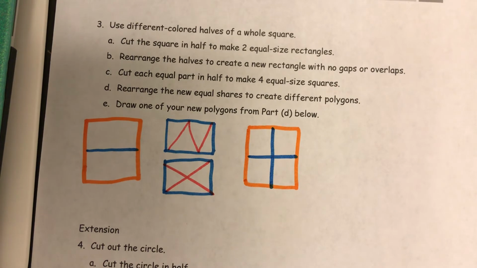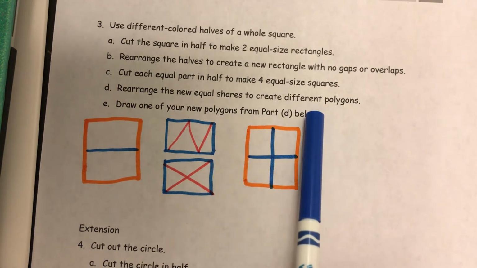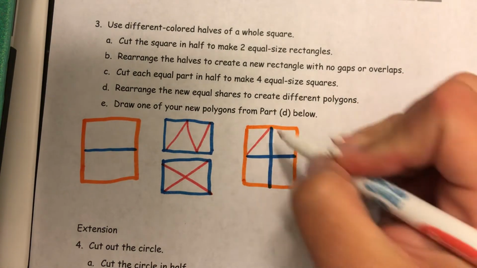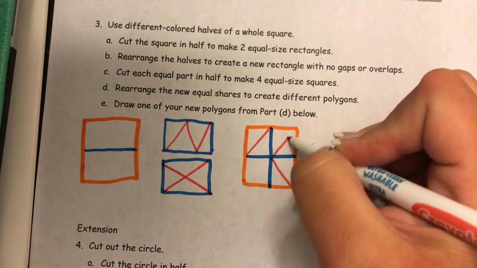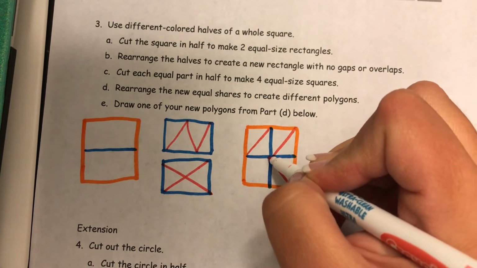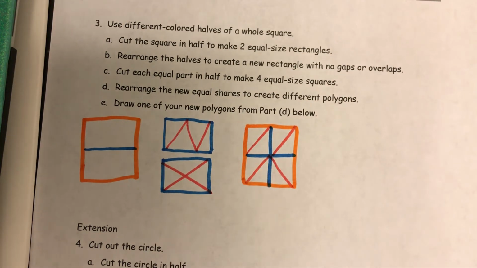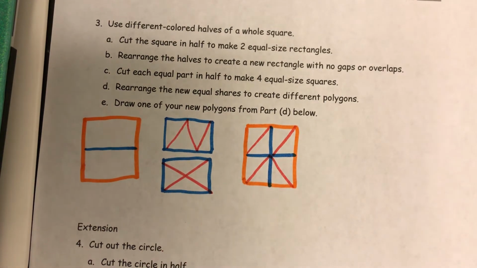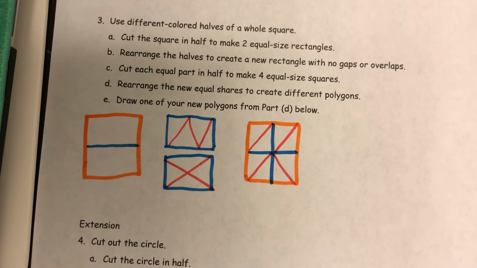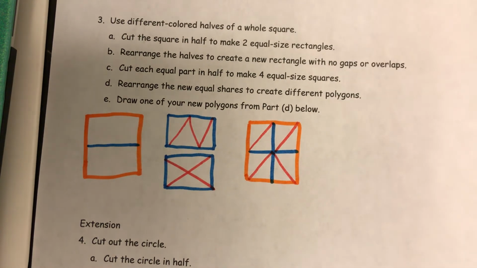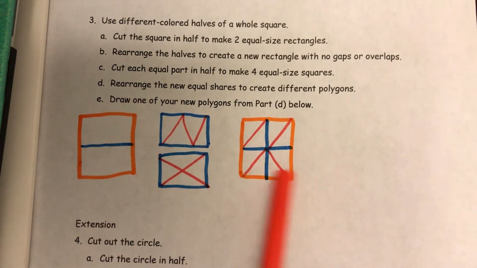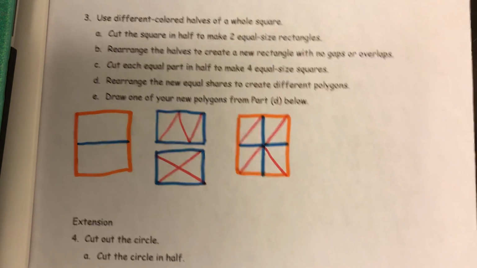You could rearrange the new equal shares to create different polygons. Okay, so you could do this. Basically. Or draw one of your new polygons from part D. Okay, so we've done something similar. I hope that didn't confuse you very much. It did me a little bit, but that's what they were asking you to do. So this one is developed off of this one, and then this one was from C and D.